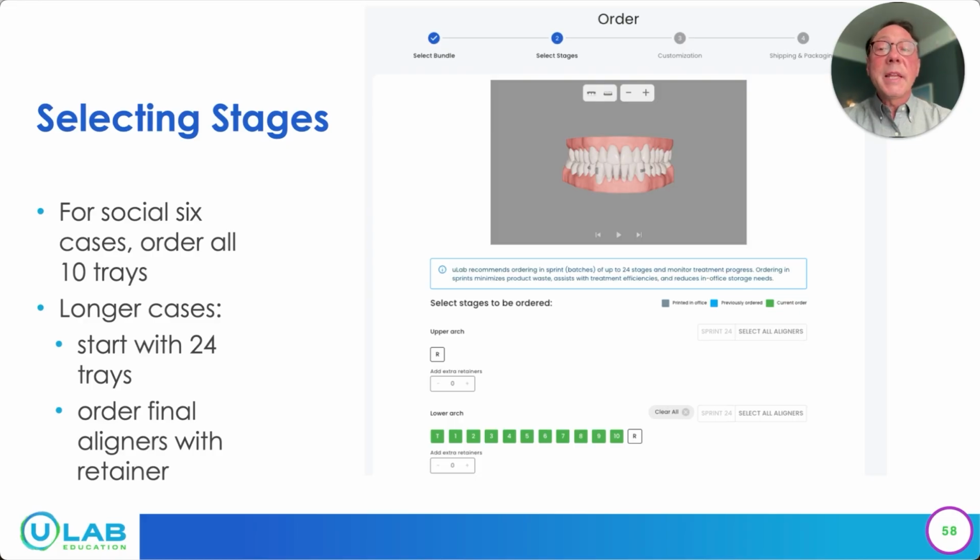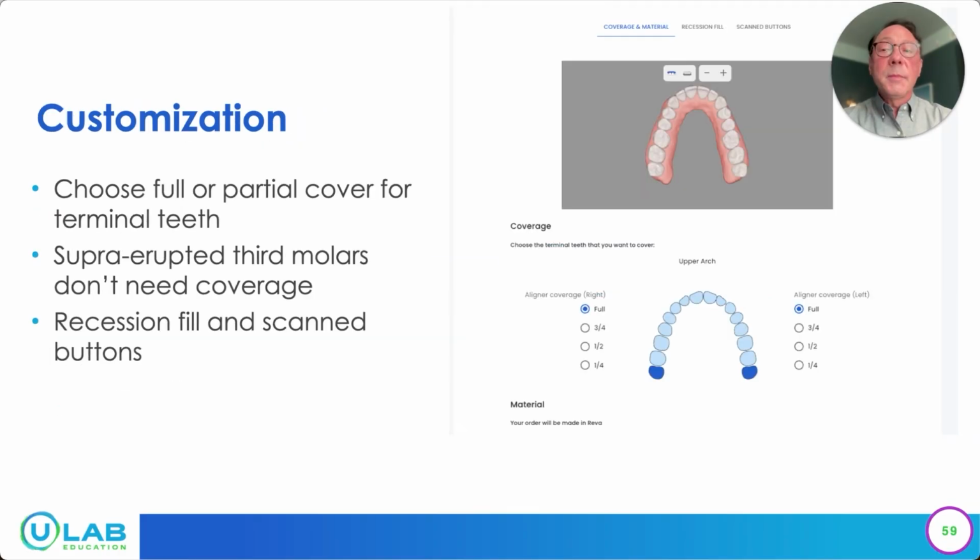We then select stages prior to ordering. I order all the aligners, 1 through 10, typically. There are some times when we do comprehensive cases that are more than 24 aligners. I typically start with the first 24. Customization is amazing. If you need to partially or fully cover terminal teeth, it is an option in there. And typically for supererupted third molars, I basically don't cover those.